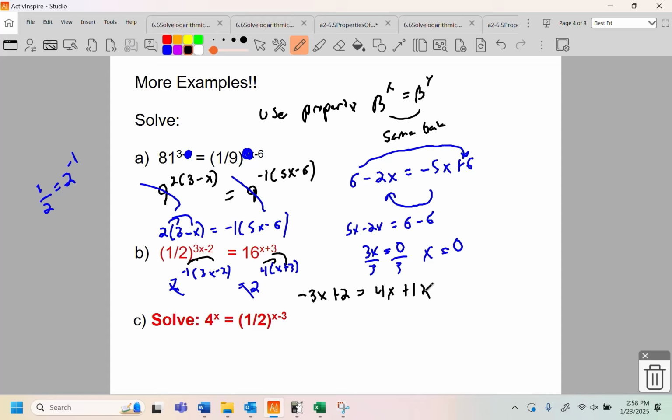And then we're going to put our x's on one side and our numbers on the other. So we're going to shift that over, make that a 7x. 2 minus 12 is -10. Divide out the 7. X is -10/7. It's a funny answer. It's not even a nice answer, but whatever.